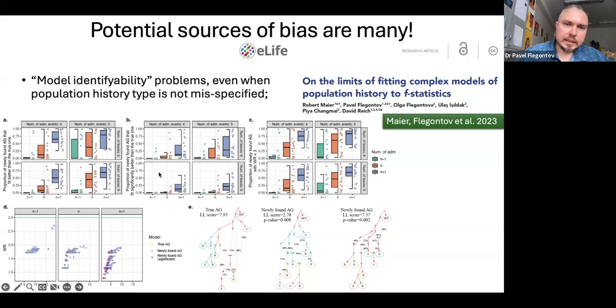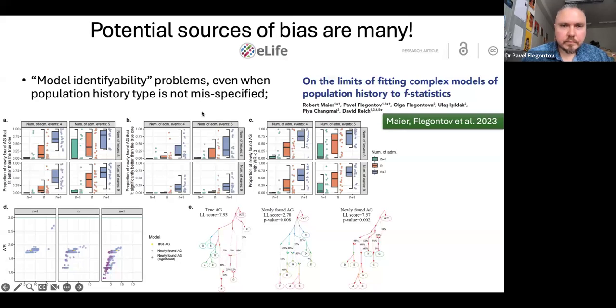And in this central panel, panel B, we show the proportion of newly found admixture graphs that fit significantly better than the true one. Four subtypes of models: 8 or 9 leaves, so 8 or 9 groups on this tree, and 4 to 5 admixture events. And also with different numbers of events allowed while doing this search. So we simulated 4 or 5 events, but we can allow n-1, n or n+1 events.